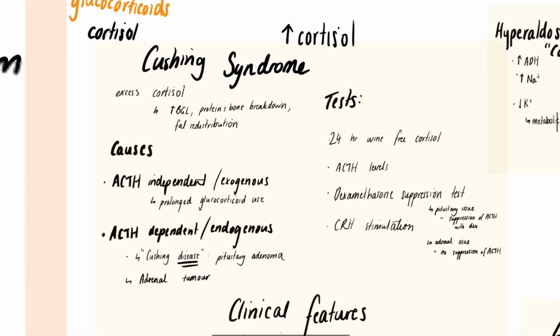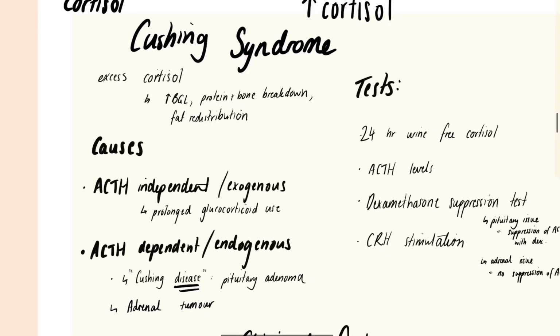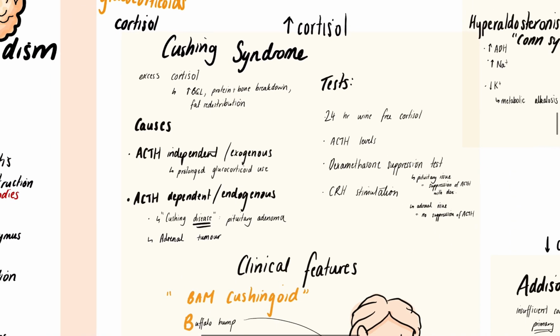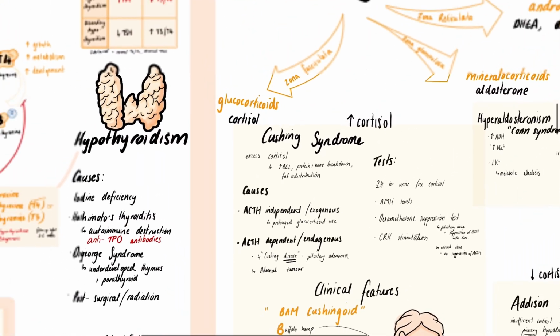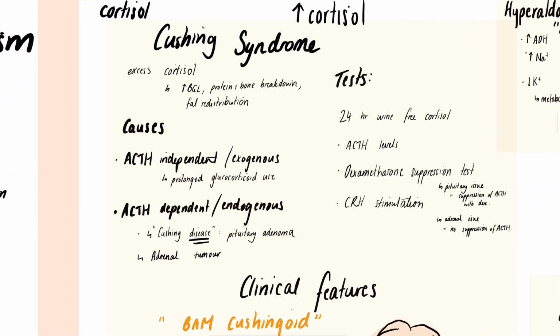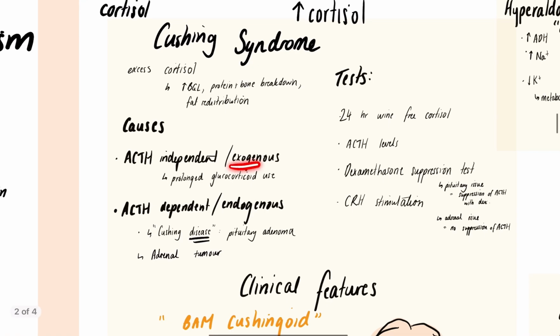This is called Cushing syndrome. And this leads to an increase in BGL, blood glucose level. It leads to protein and bone breakdown and fat redistribution. And there are kind of two categories of causes of Cushing syndrome. The first cause is ACTH independent or exogenous.